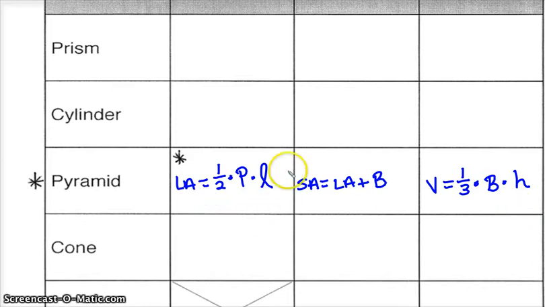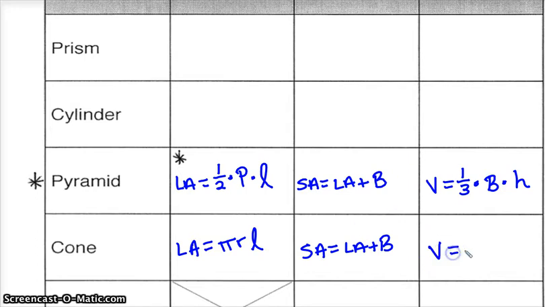Now, the cone formulas are very similar, but keep in mind we have a circular base, so there will be slight differences. The lateral area is pi times the radius times the slant height. The surface area is the lateral area plus the base, just like with a pyramid. And lastly, our volume is identical to a pyramid. It is 1/3 the area of the base times the height. Make sure you've got all the formulas written down correctly, and then we're ready to move on to try an example.